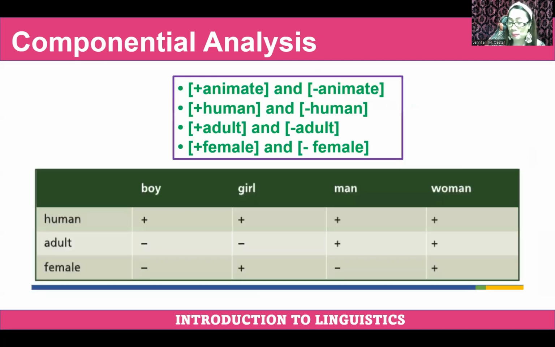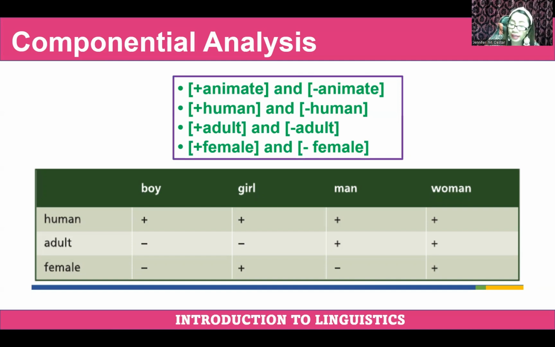And also, pwede tayong gumawa ng table katulad nito. Animate, positive animate, negative animate, positive human, negative human, positive adult, negative adult, positive female, and negative female. So, paano po ito? Ang example natin dito ay salitang boy, girl, man, and woman. So, human po ba ang boy? Of course. Human din ang girl, human din ang man, as well as woman. Therefore, positive ang nilagay natin.